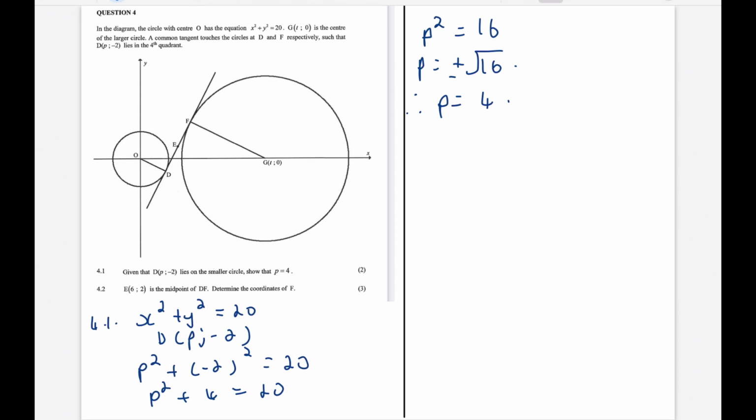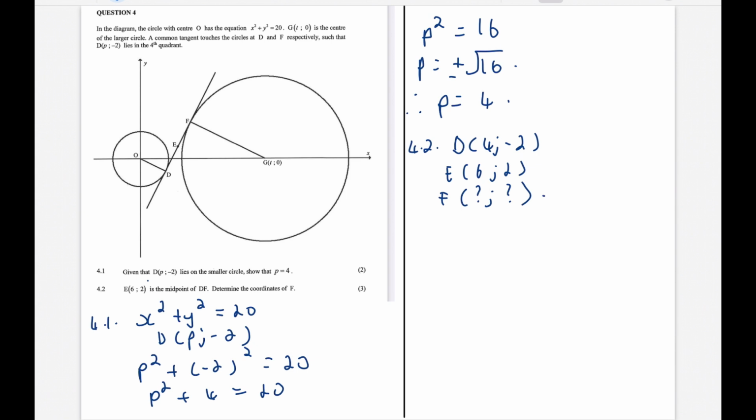Now, in 4.2, we're told that E is the midpoint of DF. So this point here, E, is right in the middle of the points D and F. We're also given the coordinates of point E, (6, 2). Then we're asked to determine the coordinates of F. Now, we found in the previous question that the x value of D, p, is 4. So we have the coordinates of D. It's (4, -2). The midpoint E, we have the coordinates of that now, (6, 2). What we don't have is the coordinates of F.